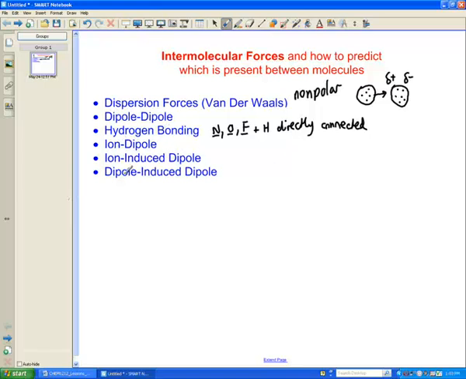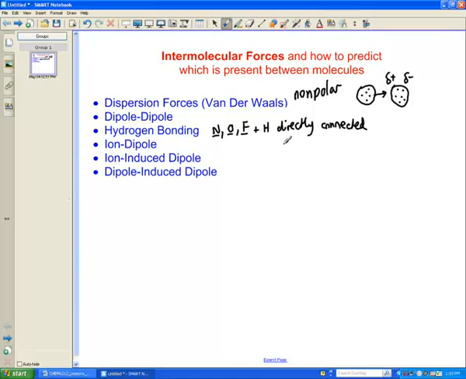Okay. Now, the word induced here in these last two is pretty self-explanatory too. If you've heard the word induced before, it means causing to happen something that wasn't there before. So induced dipole means a dipole is induced from something that had no dipole to begin with. Kind of like what's going on up here, sort of, but in a much stronger sense.